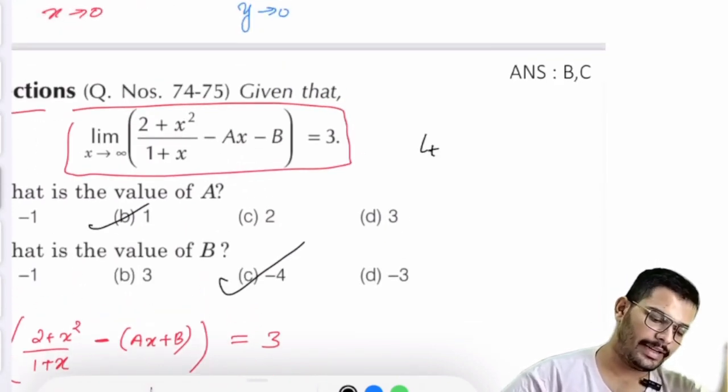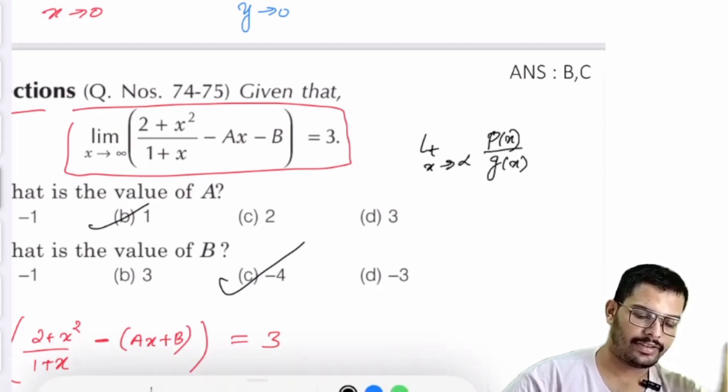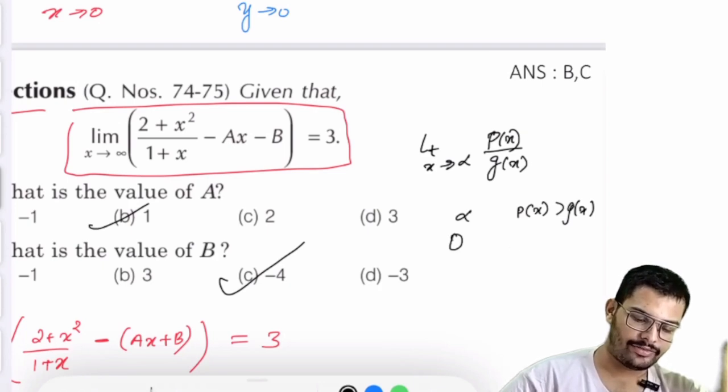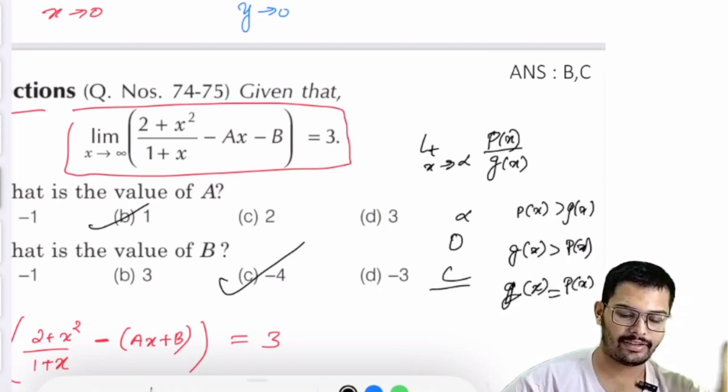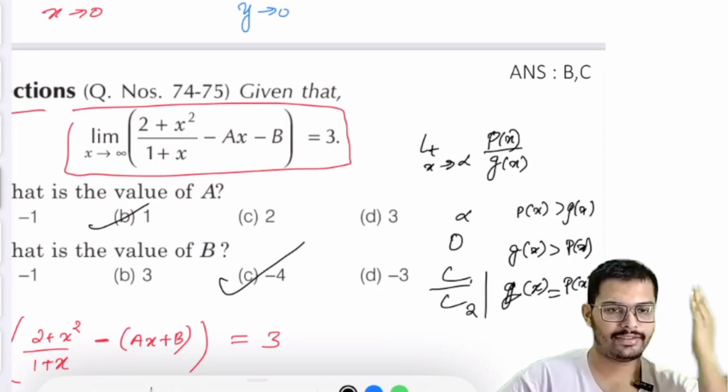That is, limit x tends to infinity, p of x divided by g of x. The value of the limit will be infinity, not a defined value, if the degree of p of x is greater than g of x, and it will be 0 if the degree of g of x is greater than p of x. If g of x and p of x have the same degree, it will be the ratio of the quotients, c1 by c2, of the same highest degree.